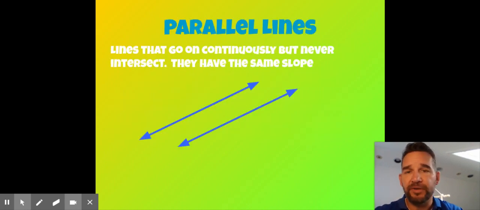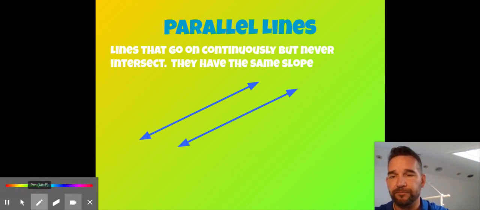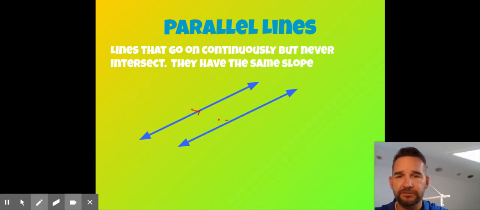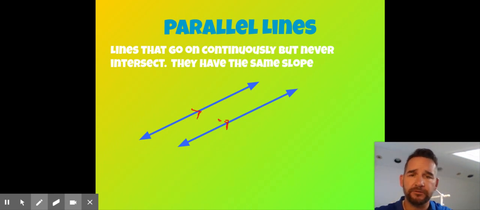Just to remind you, parallel lines are two lines that go on continuously, but they never intersect. I'm sure you probably already know that. Now, the reason that they never intersect is because they have the same slope. Often if they don't tell you that they're parallel, you'll be able to tell because they'll use this notation. They'll use what look like sort of arrowheads on the line. So that would mean that those two lines there are parallel to one another.